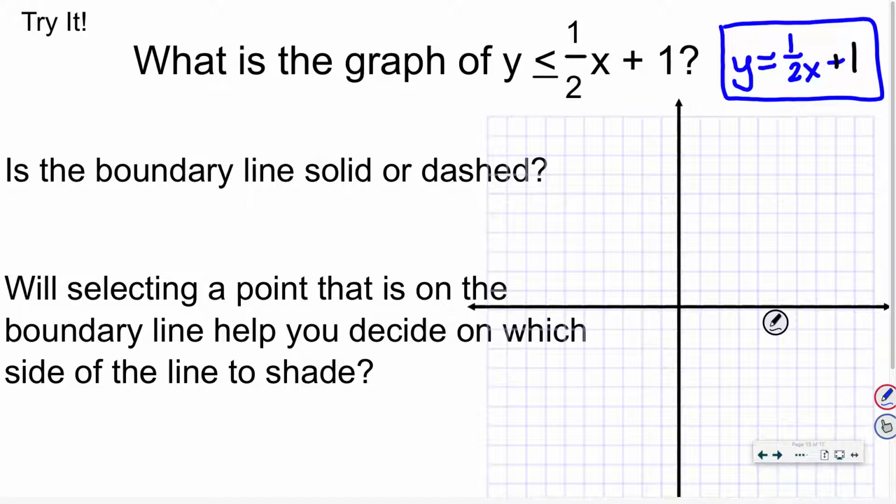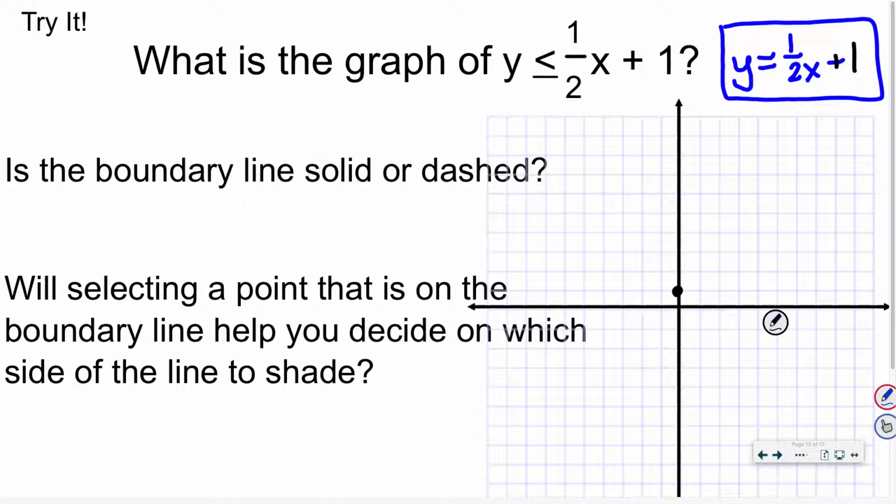What's a boundary line? Is it solid or dashed? From the last unit, how would we have even begun to graph this line? Go up one. What do you mean go up one? Go up one on the y, 0, 1. We can use this is in slope intercept form, so we can plot our y-intercept, which is positive 1.